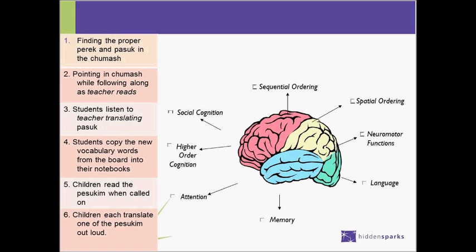Okay, and lastly, children each translate one of the psukim out loud. So which constructs are we using there? Memory, very good.